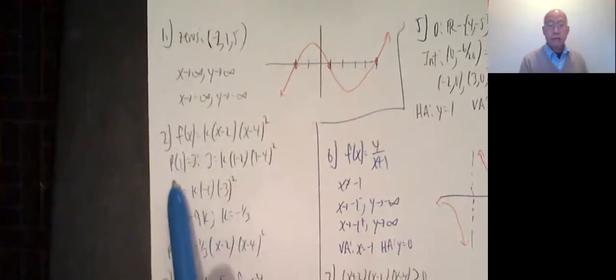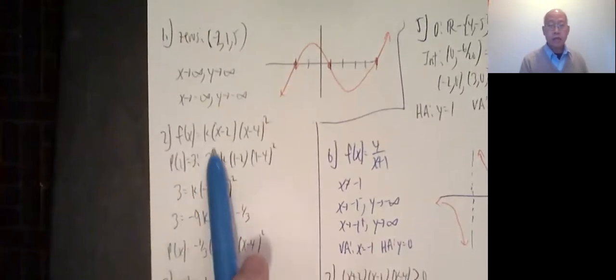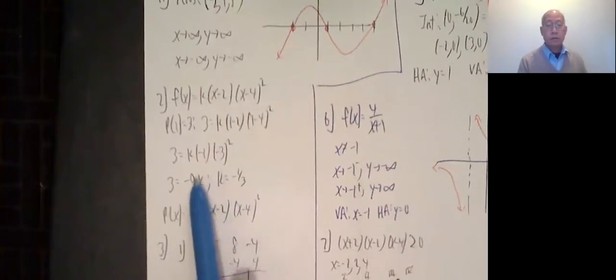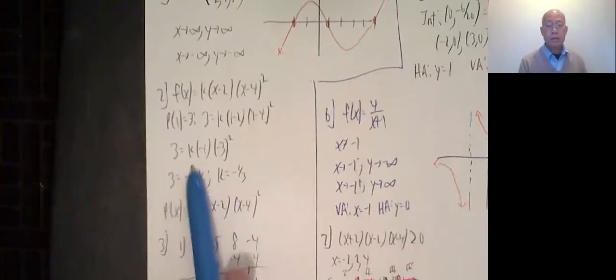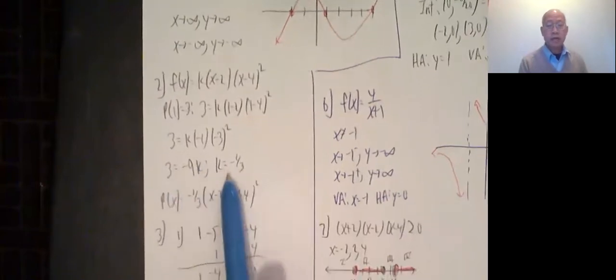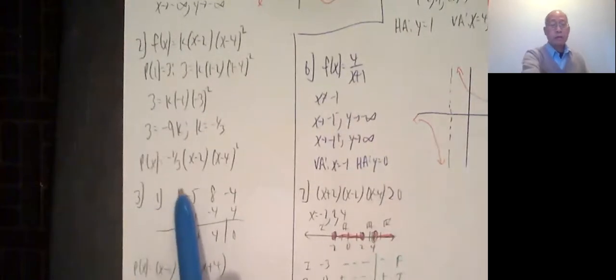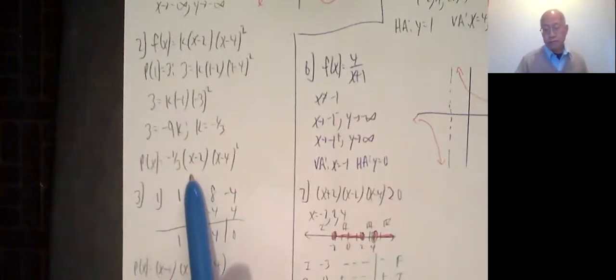So to find k, p of 1 is 3, so 3 is equal to k times (1 minus 2)(1 minus 4) squared. Do the work, this comes out to 3 equals negative 9k, so k is equal to negative 1/3. So p of x is negative 1/3 times (x minus 2)(x minus 4) squared.